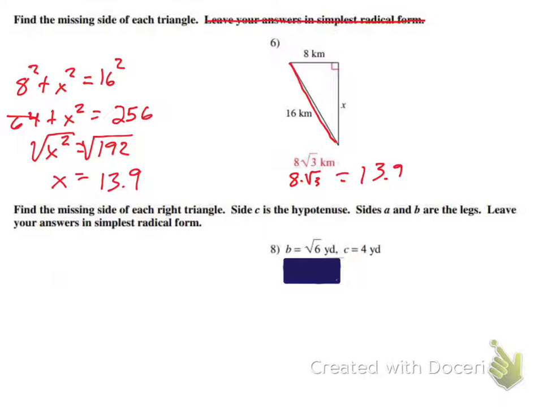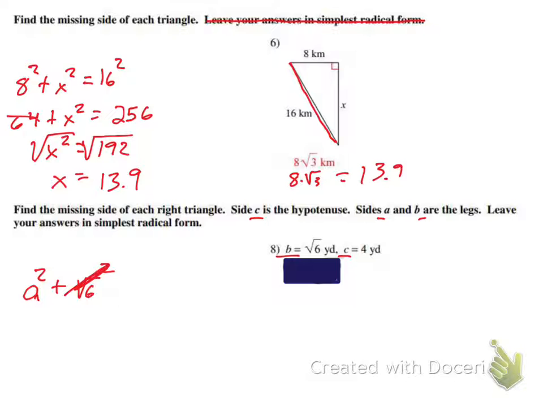Find the missing side of each right triangle. Side C is the hypotenuse, sides A and B are legs. We already knew that. Leave your answers in the simple radical form. So I have B and it's got a radical in there, but don't let that trip you up, all right? So I have a B, I'm missing my A, and I have C as the hypotenuse. So that would be A squared plus, now here's the thing, radical 6 squared is just 6, right? Because if you square it, that gets rid of the radical, okay?